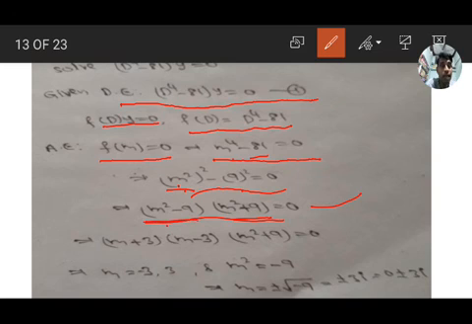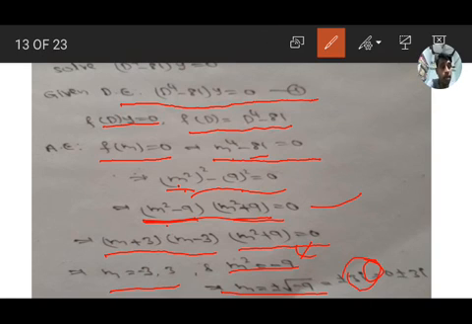So m^2 - 9 is also the same, 9 means 3^2, so m^2 - 3^2 gives (m + 3)(m - 3), and m^2 + 9 = 0. Therefore m = -3, +3, and m^2 = -9 from this equation. m^2 = -9 means m = plus or minus the square root of -9; root of -1 is i, and root 9 is 3, so m = ±3i, that is 0 ± 3i.